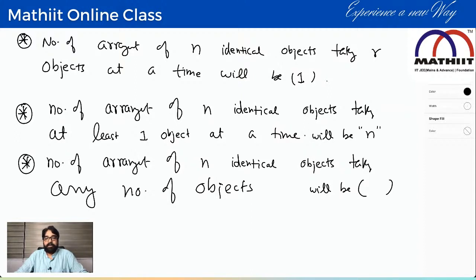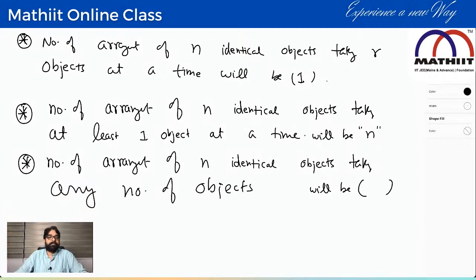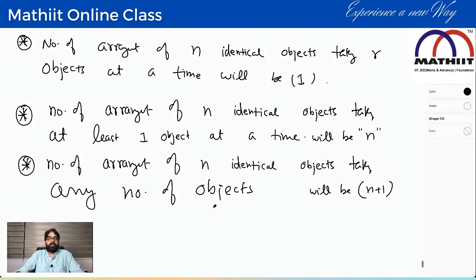Yes, one person gave the answer very quickly. Good. Any number of objects means there is a possibility that I can take zero objects also. So if I take zero objects, that is one arrangement, a blank arrangement. That is also one way. And then one object, two objects, and so on. So that will be n plus 1. I'm sure it's clear to everybody.